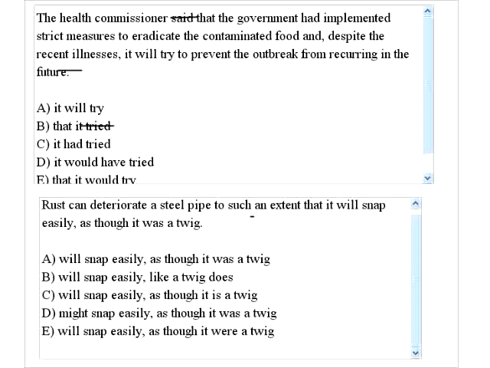Okay? And that's the reason there's not a lot of B, C, and E. The health commissioner said the government had implemented strict measures and it had tried to prevent the outbreak. You can't had try in the future. So those of you who picked C, there were a few C people in the room. Remember that had tried is past perfect. It should be happening way in the past and be done. So it's not done if you're going to try it in the future. So that's why C is wrong. And then there wasn't a lot of B or D in the room.